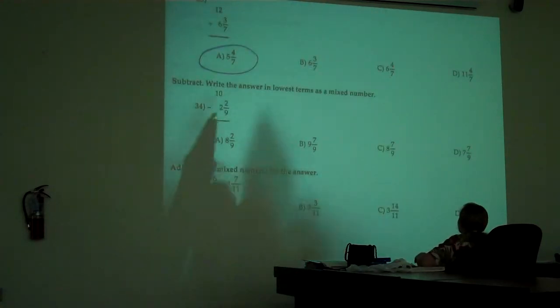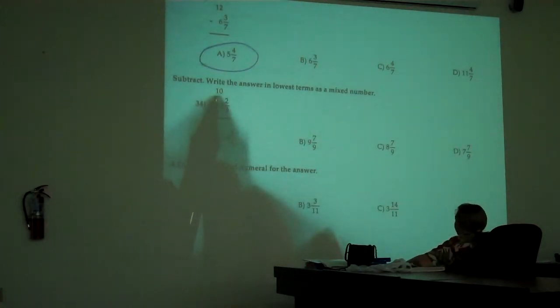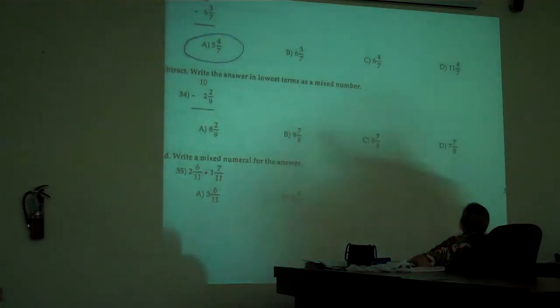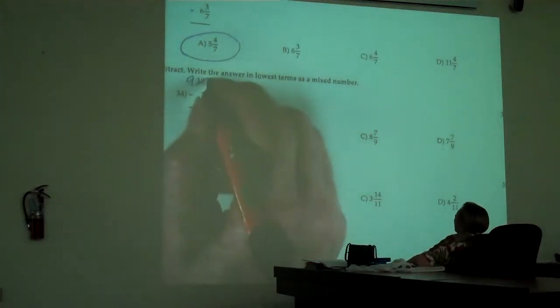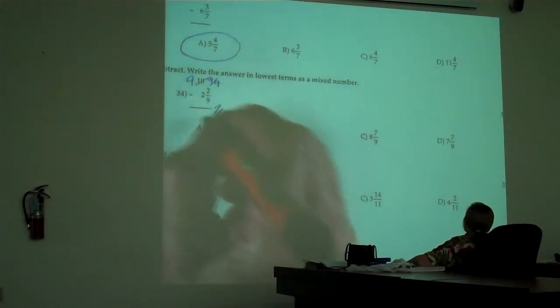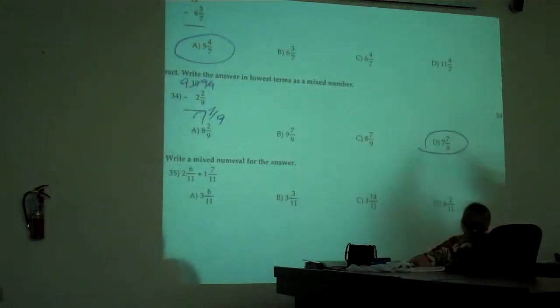Okay, you have another one you could do. You're going to borrow and make it 9/9, right? That'll make it 7 and 9 ninths. 9 minus 2 is 7. 7 and 7 ninths.